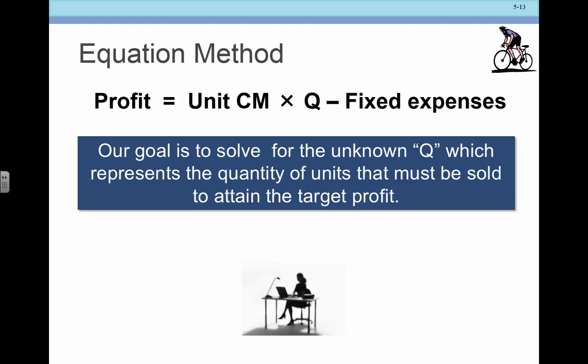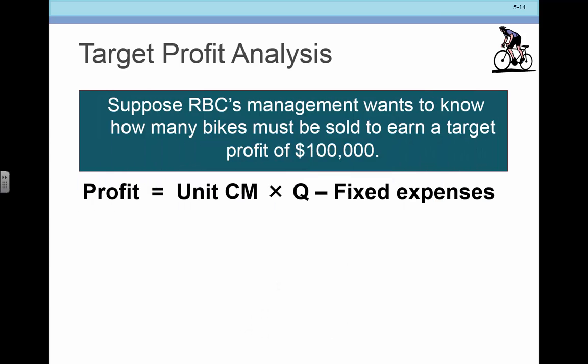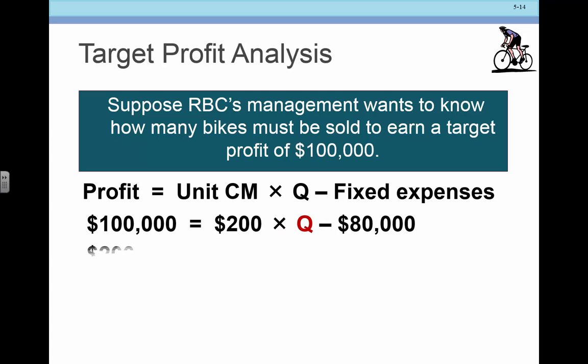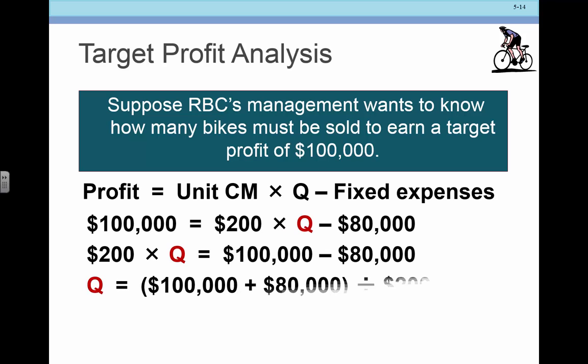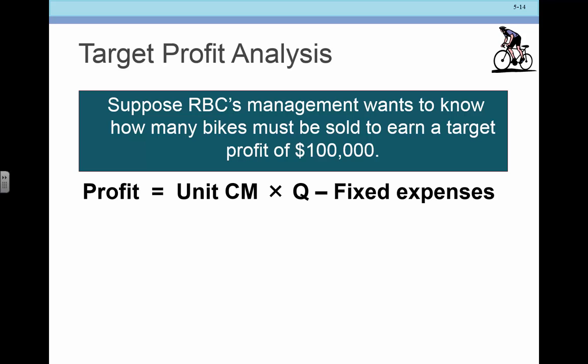So let me give you some data points and let's see if we can do one of these real quick. I'm sure they've got one. Okay, so this is back to the bikes. I don't know if you remember, but the bikes had a contribution margin of how much each? 200, I believe. We were selling them for 500, and then variable cost is 300, and the fixed expenses were 80,000. And in this case, they want to make 100 grand.